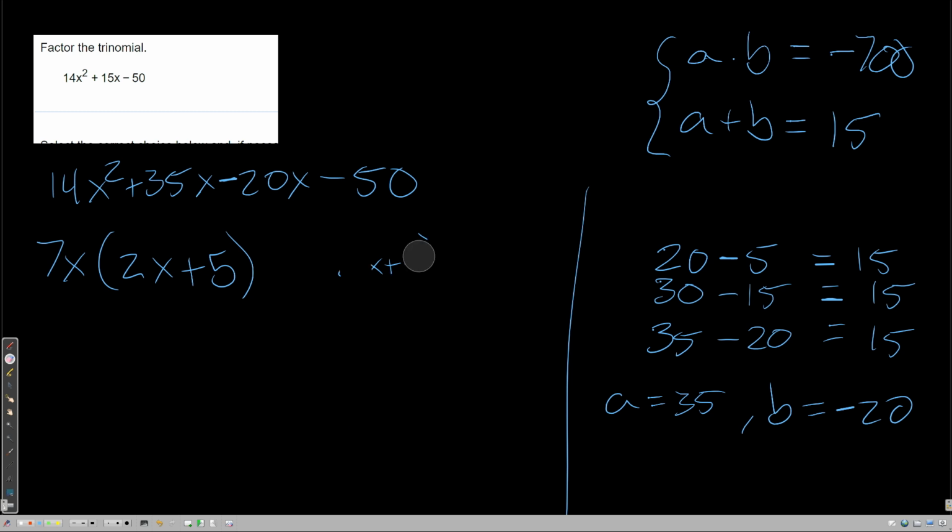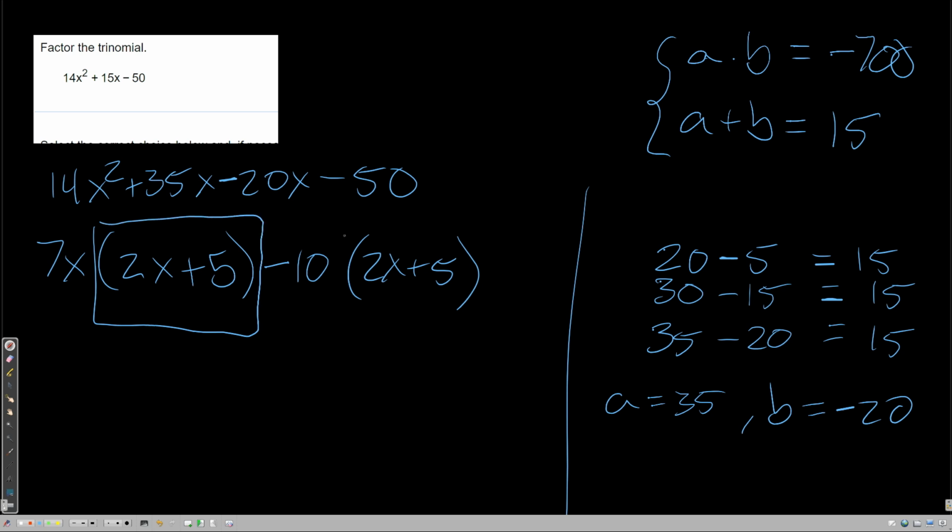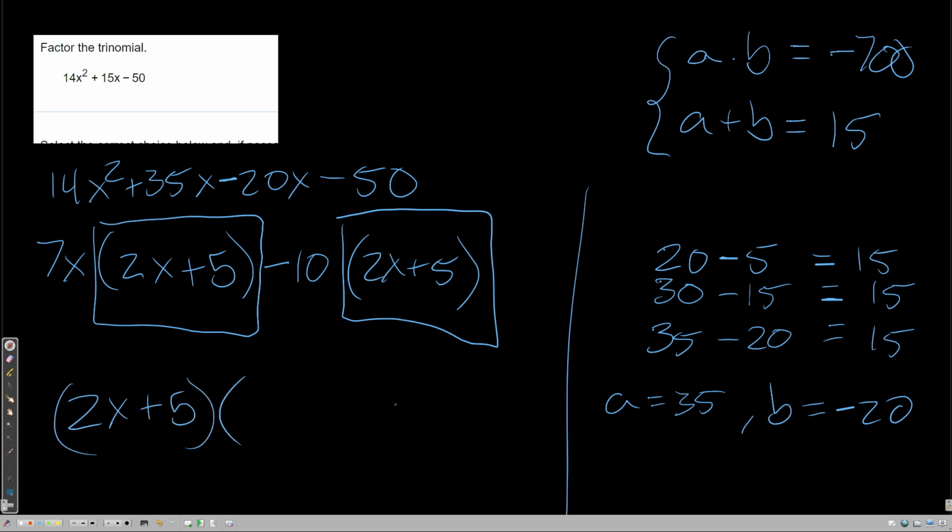So messy. Okay. Then this 2x plus 5 factors out now, and all of the rest of the symbols go in here. The 7x minus 10. And now it's done. And that's all the problems on the quiz.